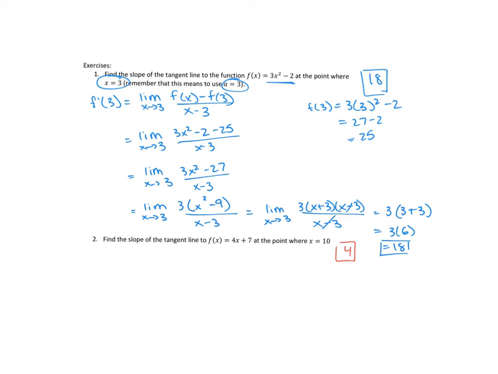So we want x equals 10. So on this one, our a value is going to be 10. So I'm going to have the limit as x goes to 10 of f of x minus f of 10 over x minus 10. F of x is just the original function, 4x plus 7. F of 10, I would do that on the side. That's 47.